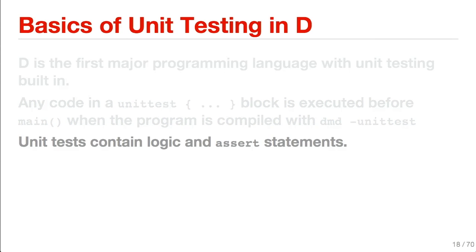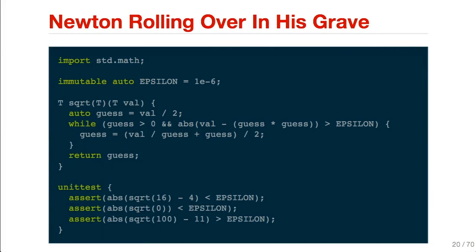A unit test will generally contain some logic and some assert statements. You can use the same old assert statements you use in everyday code. So let's look at what a basic unit test looks like. You've probably all seen this a million times before, a standard implementation, with bugs, of Newton's approximation of square root. We'll write a function to guess at the square root of a value, and we'll write a couple of unit tests to make sure that the square root of 16 is roughly 4-ish, the square root of 0 isn't some sort of crash, and the square root of 100 is somewhere around 10.